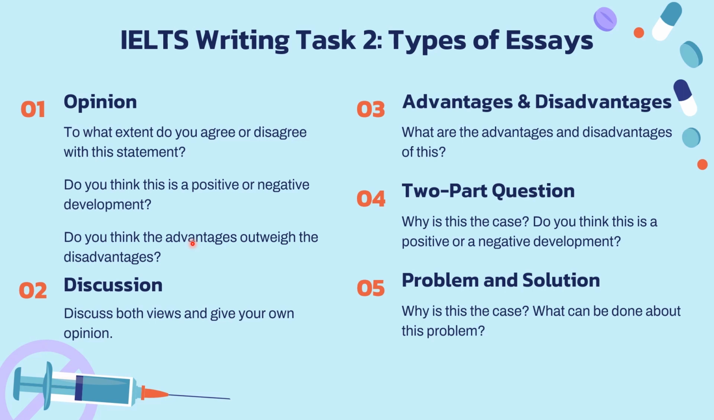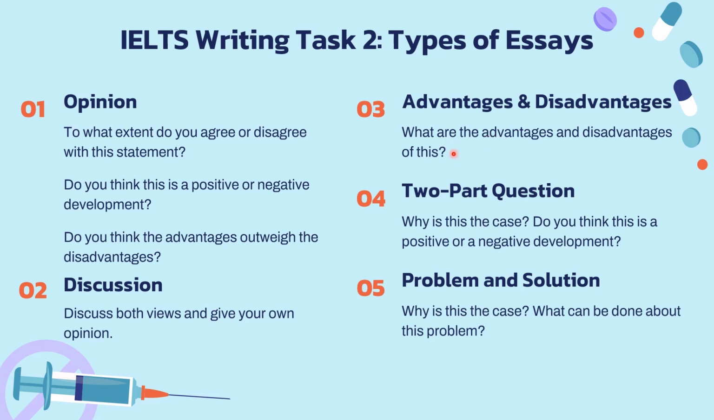You can say that the advantages are overwhelming the disadvantages, or you can say that despite the fact that there are some advantages, the disadvantages are more prominent. And then in the body paragraphs you can only write about the disadvantages. You don't have to write about both advantages and disadvantages. However, in advantages and disadvantages questions, you have to write about both. What are the advantages and disadvantages of this? There will be a scenario, there will be a topic, and you'll have to write about both the pros and the cons. So that's not an opinion essay.